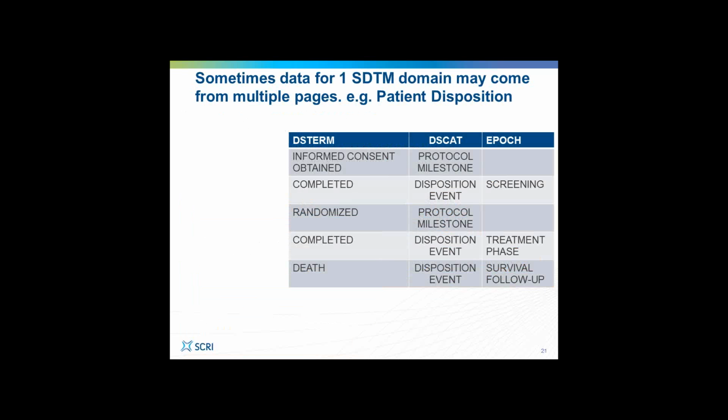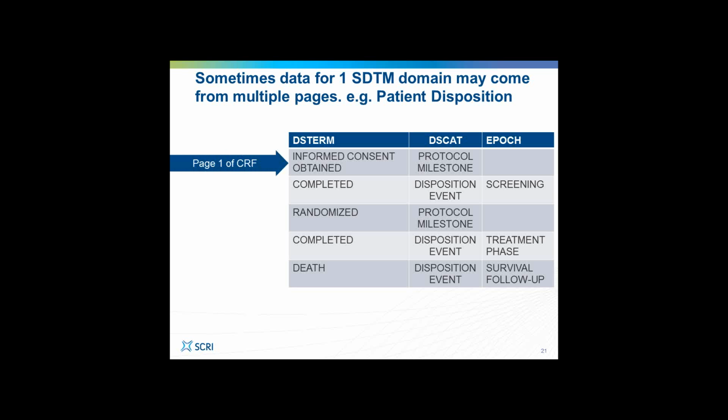Also, sometimes the data that you need for one SDTM domain may come from multiple pages. And this is best illustrated in the patient disposition dataset, DS. In the DS domain, you normally want to collect the information on informed consent, what happened to the patient at the end of screening, the randomization date, what happens to the patient at the end of the treatment phase, and maybe what happens at the end of some sort of survival follow-up. The informed consent obtained, you usually get from your first page or your screening visit, where you have the informed consent date.